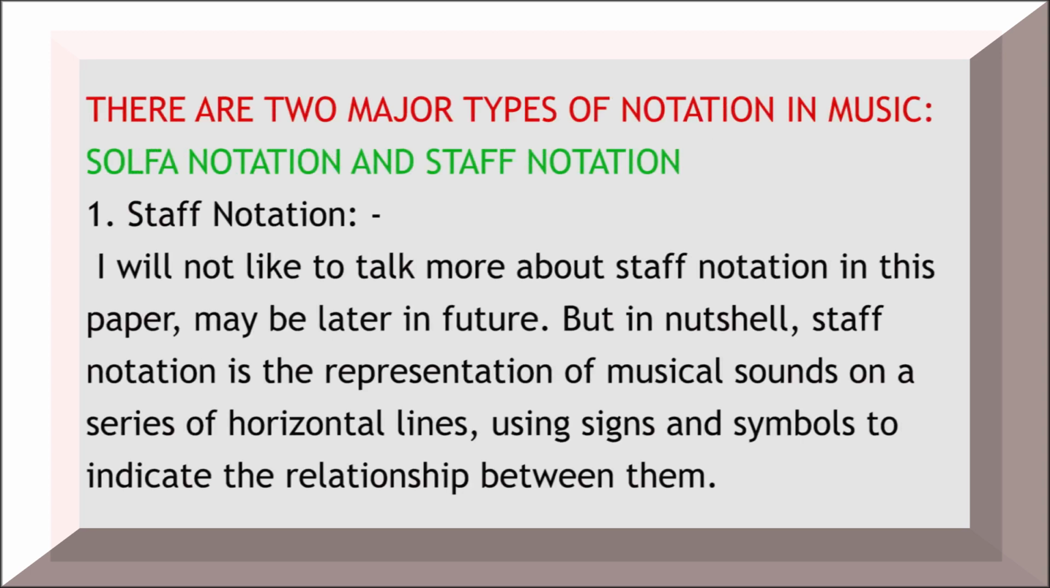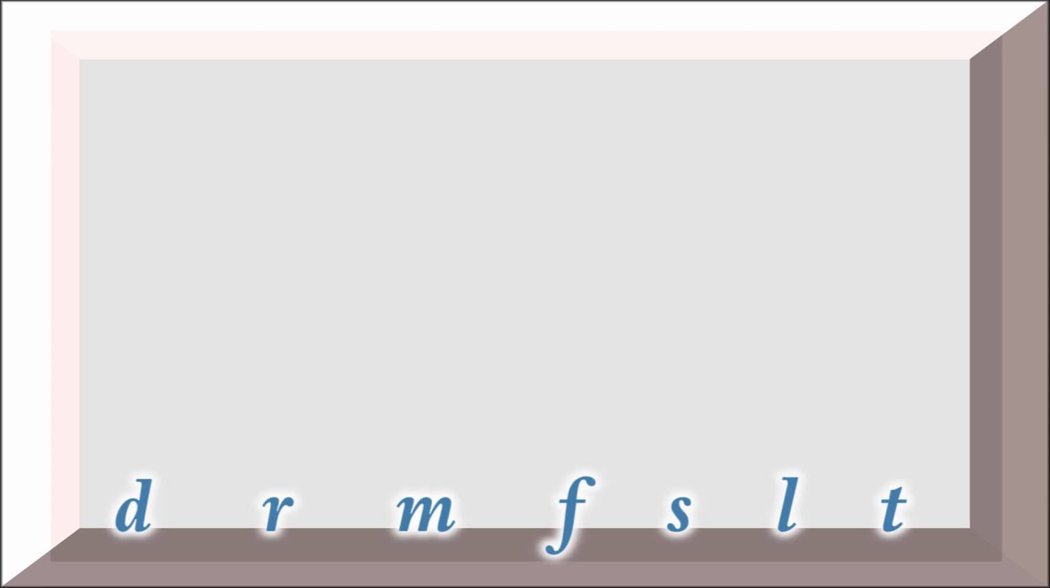There are two major types of notation in music: SOLFA notation and staff notation. I would not like to talk more about staff notation in this paper, maybe in future. But in a nutshell, staff notation is the representation of musical sounds on a series of horizontal lines, using signs and symbols to indicate the relationship between them. This tutorial is based on SOLFA notation. We will not dwell more in theory.